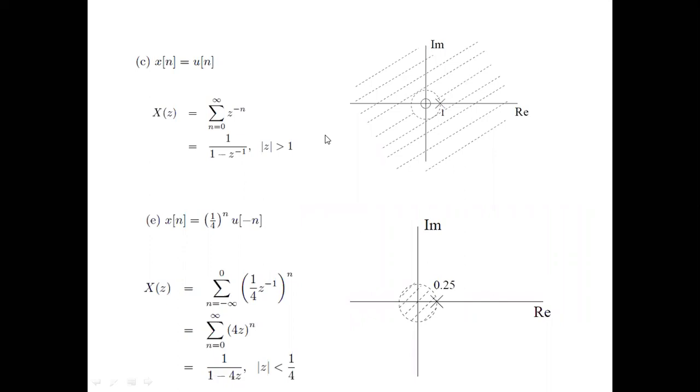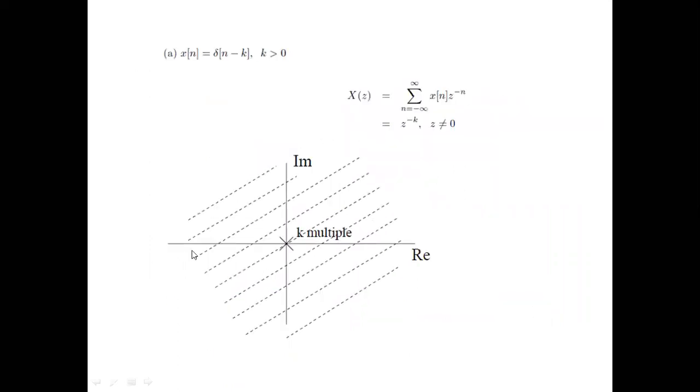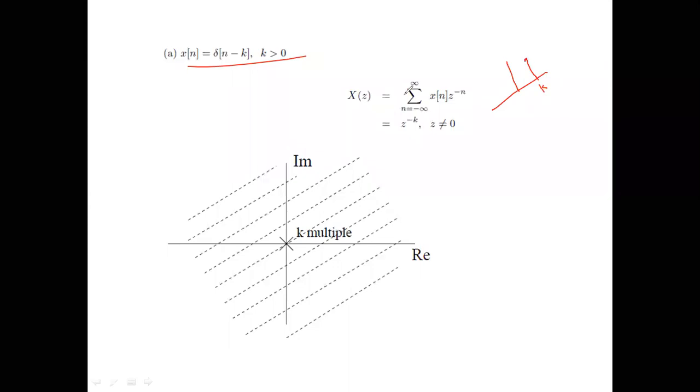Now what about this problem here? x of n equal to delta of n minus k. So what is this particular signal? Delta of n minus k means the impulse exists at k, right? It's a single value at k. So we do not have to do a summation; it simply contains only a single term. So X of z is z to the power minus k.